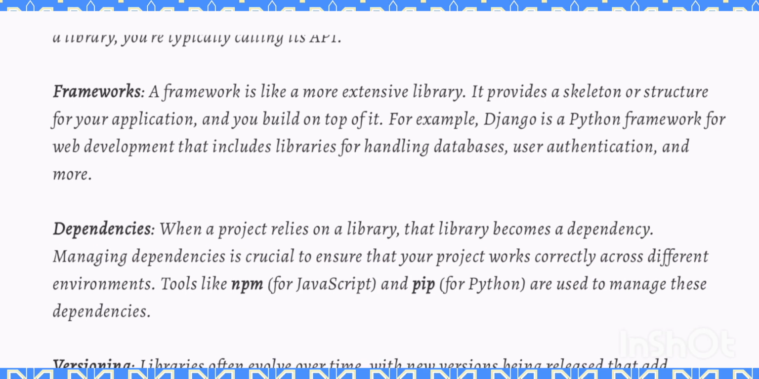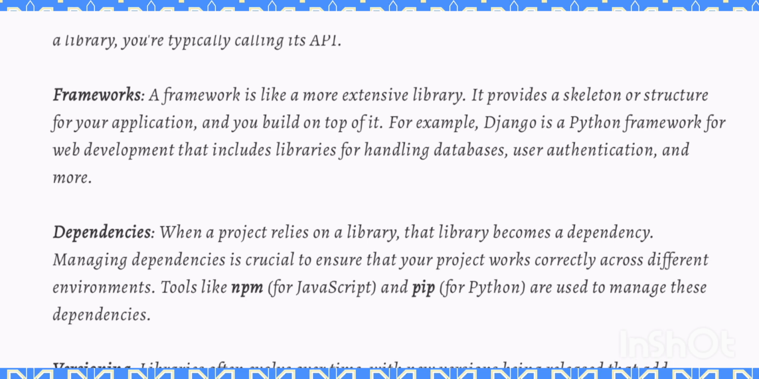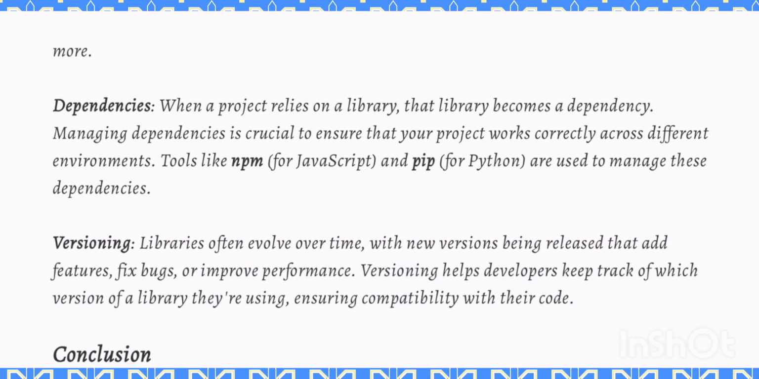Dependencies. When a project relies on a library, that library becomes a dependency. Managing dependencies is crucial to ensure that your project works correctly across different environments. Tools like npm for JavaScript and pip for Python are used to manage these dependencies.